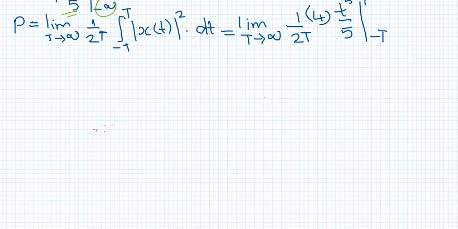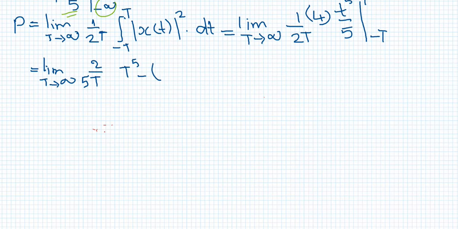Now if you further simplify it, we will get limit t tends to infinity, and it will be 1 divided by 2t, or maybe it becomes 2 divided by t, and even 5t basically, because 5 is also here, and it will become capital T power 5 minus t power 5 here. Okay, so this is what we are going to get.